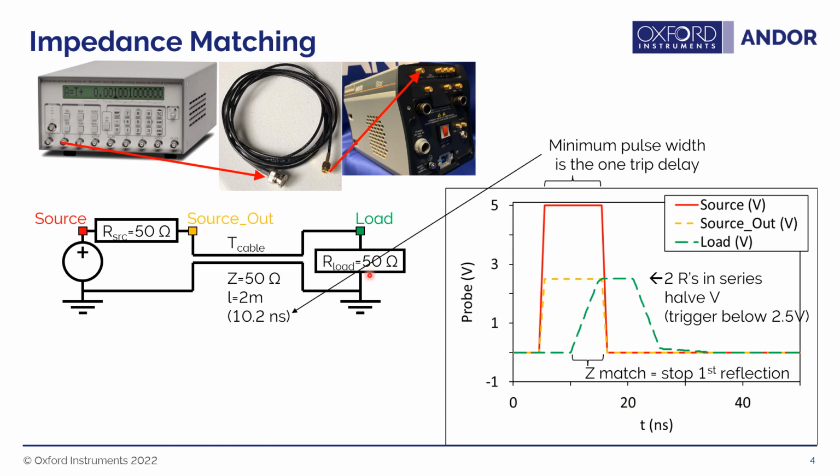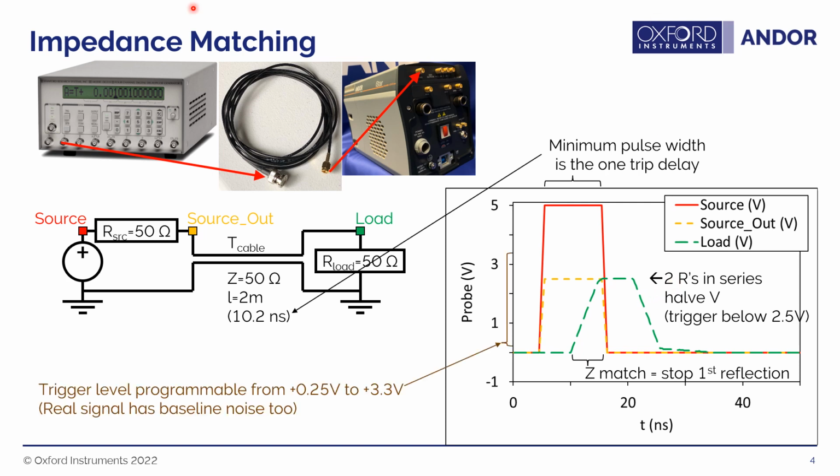In this case, this system is well impedance matched if these are new components with no wear on them. This wave that travels through stopped in the first reflection, so it does have a little bit slower of a rise time, but you don't see this signal jumping up and down. Although the trigger level is programmable between 0.25 and 3.3 volts for the iStar, you would want to make sure that you're triggering below this 2.5 volts so that it can actually find that rising edge there.